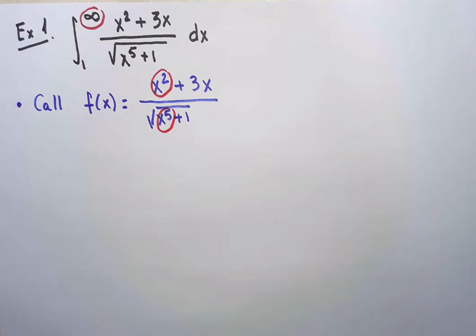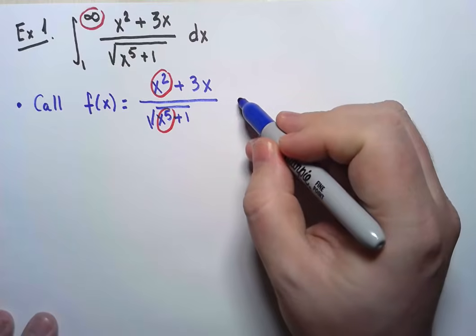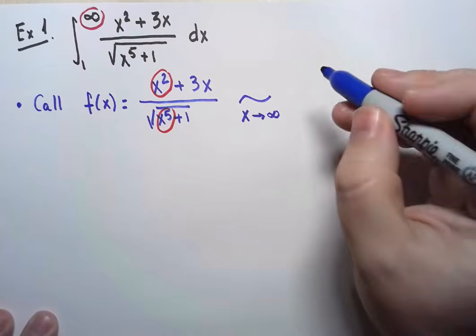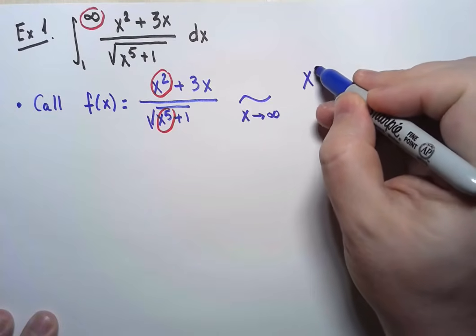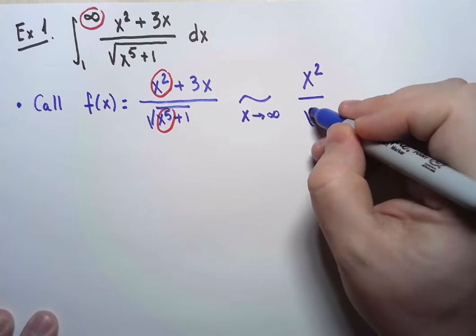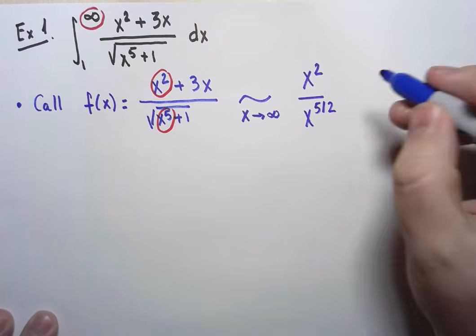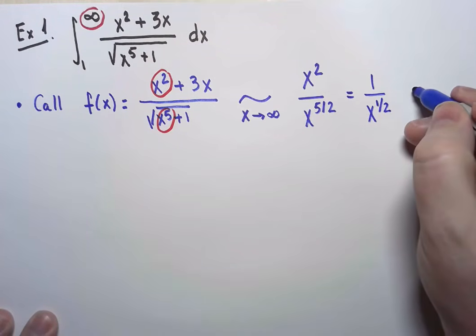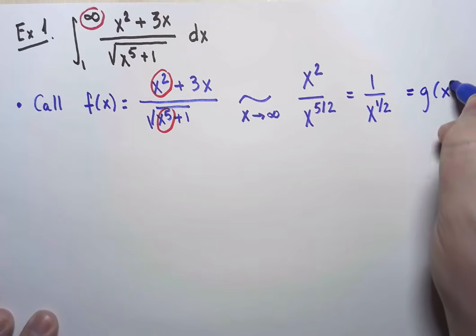So I'm going to say that when x is large, and this is very vague for now, I'm just trying to guess what to compare it with. So my guess is that when x is very large, the only term that matters is x squared in the top and x to the 5 over 2 in the bottom. Or in other words, 1 over x to the 1/2. And this is going to be my candidate. This is what I'm going to call g of x.